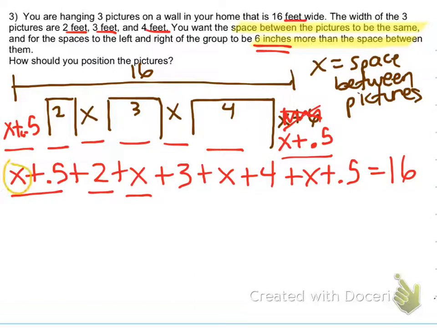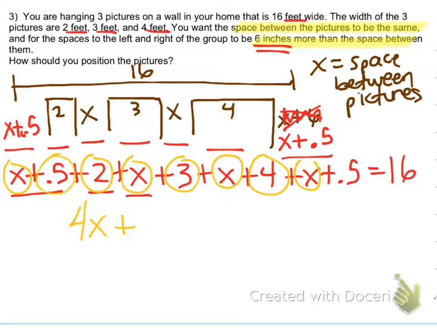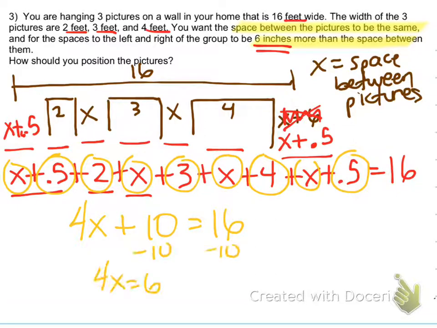When we combine all our x's, 1, 2, 3, 4 of them, and we add all our numbers, 2 plus 3 is 5, plus 4 is 9, plus a half is 10, and that equals 16. And now you can go ahead and solve this equation. When I solve it, I get x equals 3 halves.